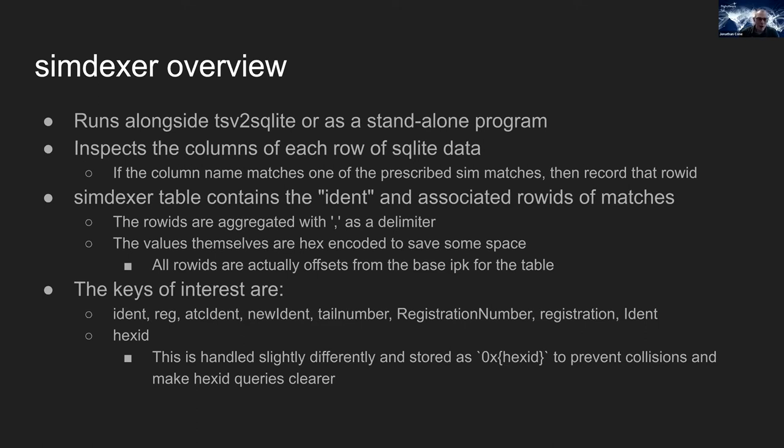And the table that it's populating is pretty simple. It's a primary key for the idents and then just a list of row ID matches that are aggregated with commas and hex encoded to save a little space. And it's essentially an out of band index. I've kind of listed the keys here. There's not a ton of them and it's pretty static. We also will look at hex ID a little bit differently just to prevent any sort of conflicts and allow us to query that in a way that makes it clear exactly what you're looking for on the client side of things.